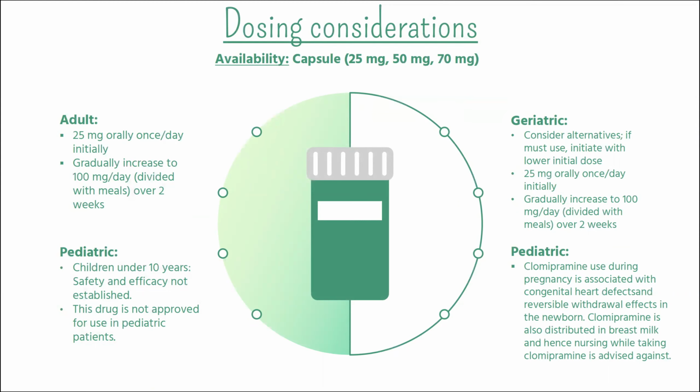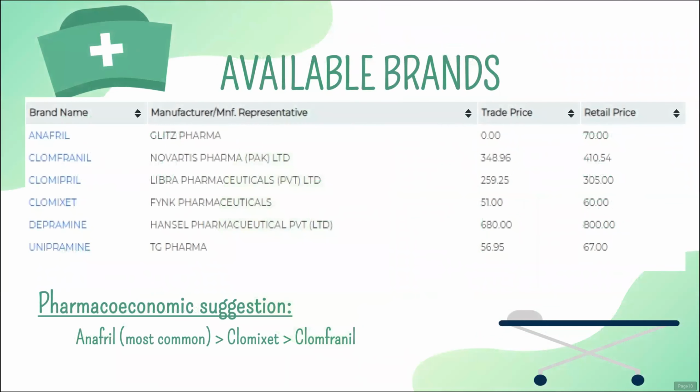In geriatric considerations, it has the same dosage, however, monitoring is required. The available brands for clomipramine are Enafril, Clomiphenil, and Clomexit. From this table, we can see its retail price and its trade price. Pharmacoeconomic suggestion hence then becomes that Enafril is the most commonly used one, and its efficacy is established and seen. It is most commonly used in the hospital settings.